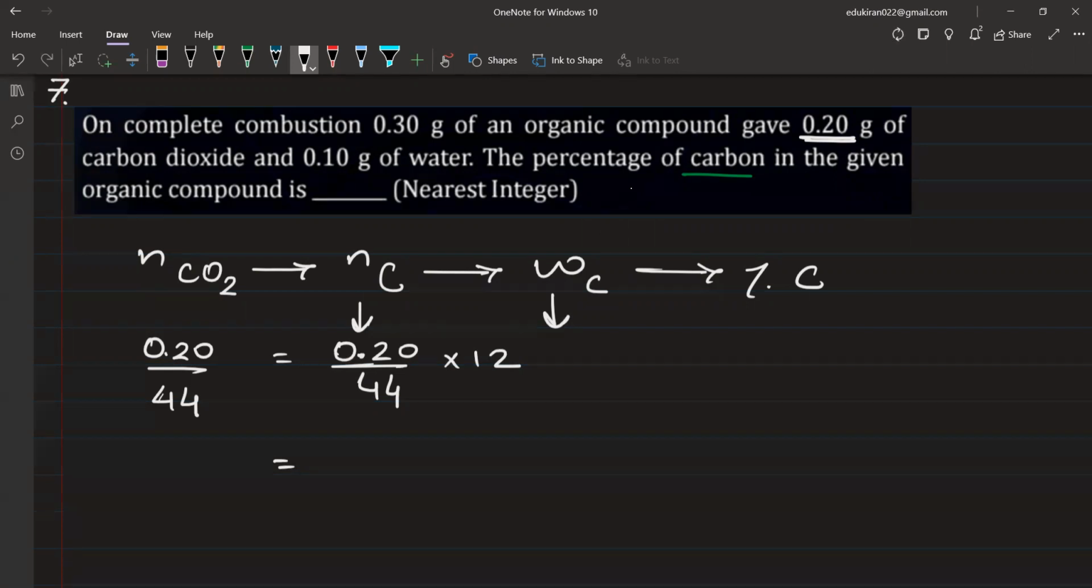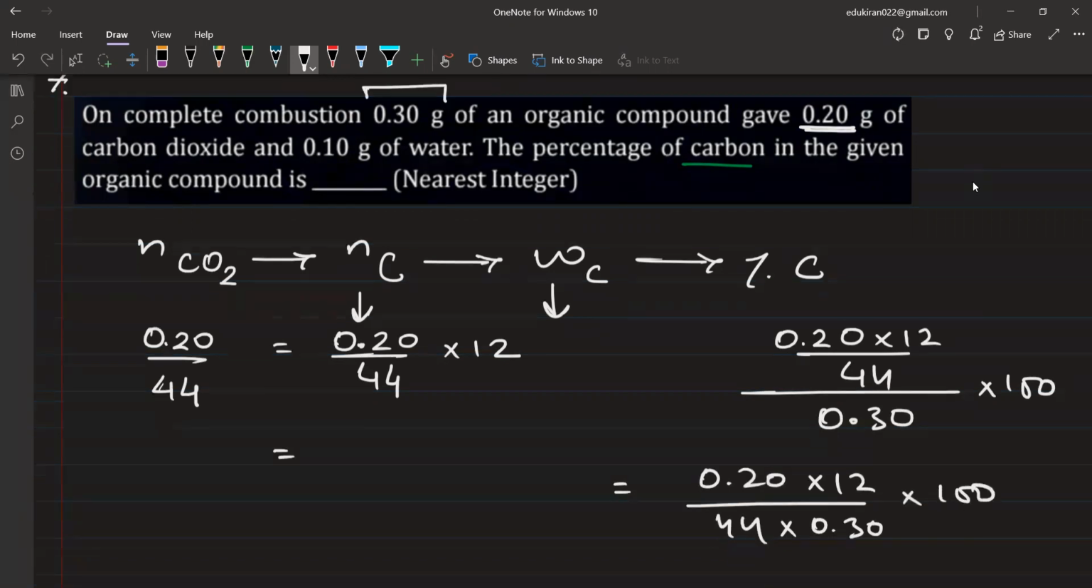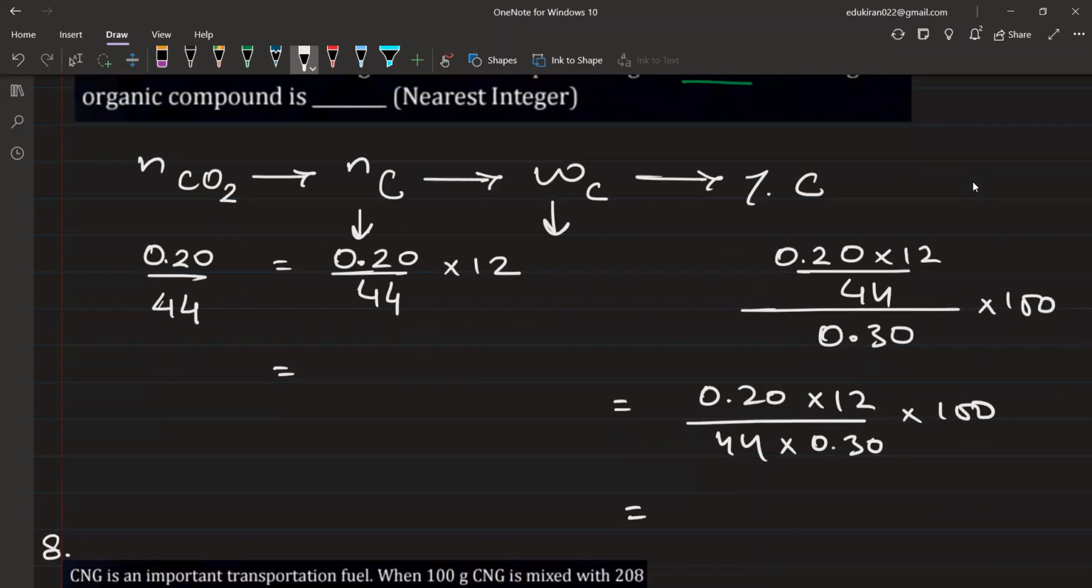अच्छा चल ठीक है, इसको ऐसे ही रहने दीजिए. परसेंटेज ऑफ कार्बन कर लेते हैं. Percentage of carbon will be equal to the mass of carbon. मास ऑफ कार्बन कितना है? 0.20 into 12 divided by 44. This mass of carbon divided by the complete mass of the organic compound. Mass of organic compound is 0.30, multiplied by 100. क्या हो जाएगा ये? This will be equal to 0.20 into 12 divided by 44 into 0.30 into 100. इसको कैलकुलेट कर लीजिए एक बार, कितना हो रहा है ये?